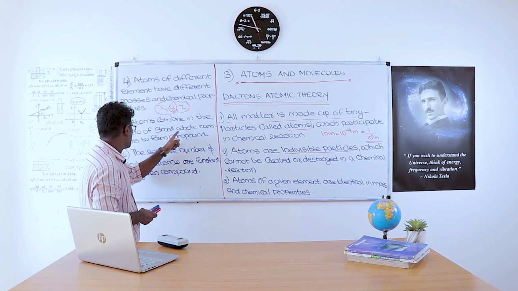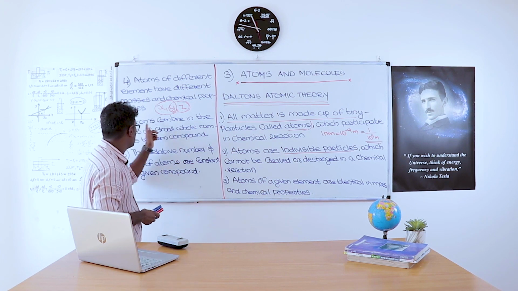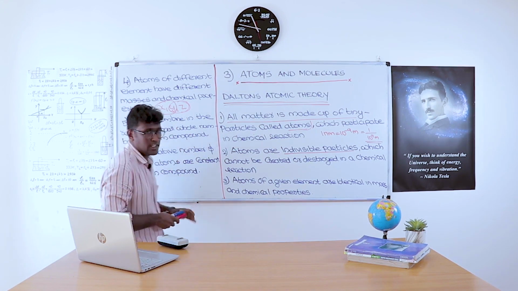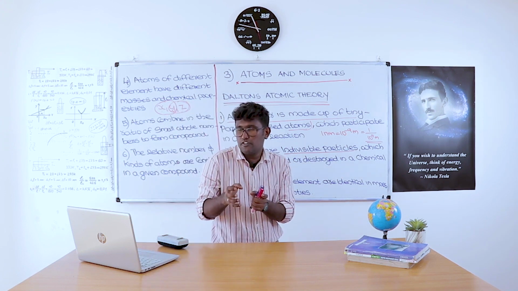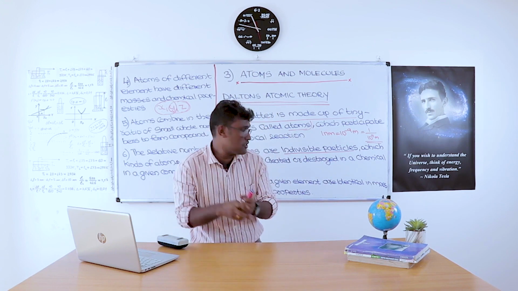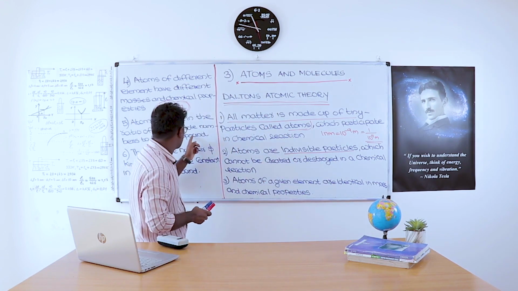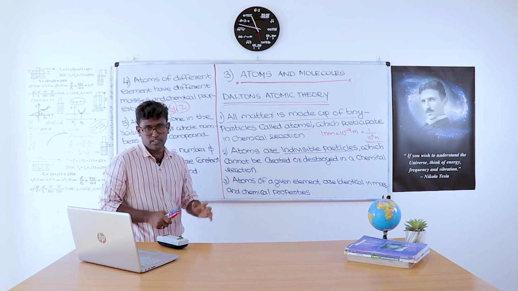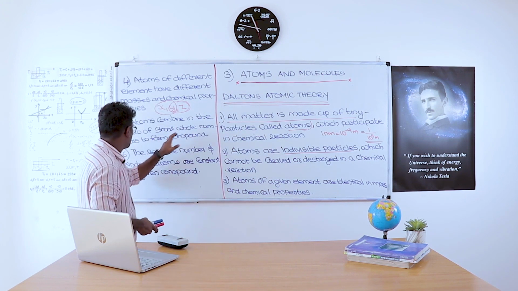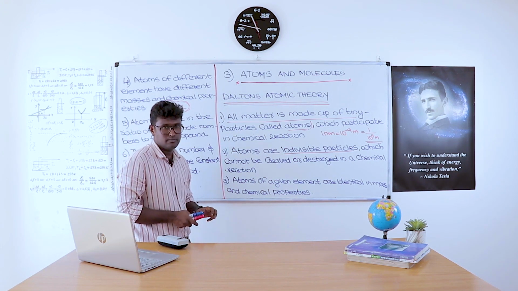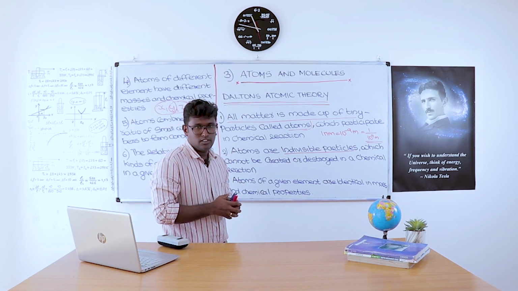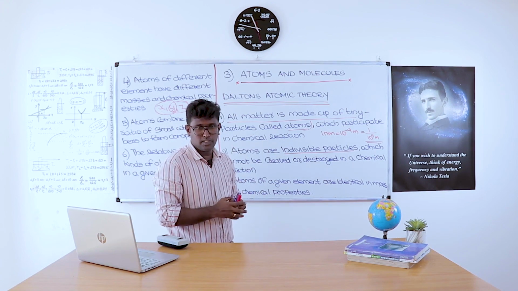Atoms combine in the ratio of small whole numbers to form a compound. This postulate, the fifth postulate, is related to the law of conservation of mass, which is the second postulate, and it results in the law of constant proportion, or law of definite proportion. Atoms combine to form a compound, which results in the law of definite proportion.